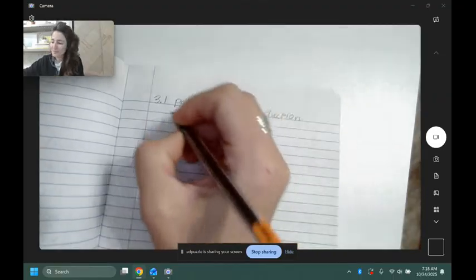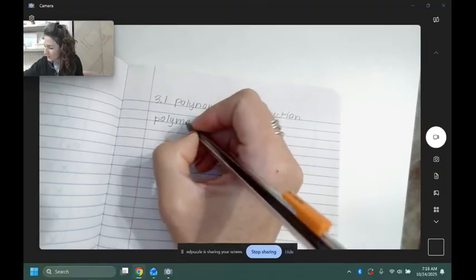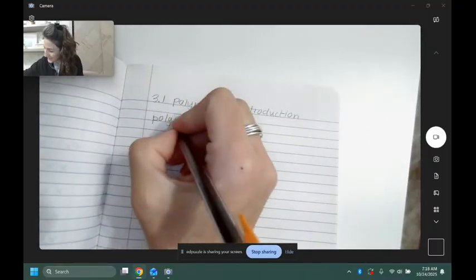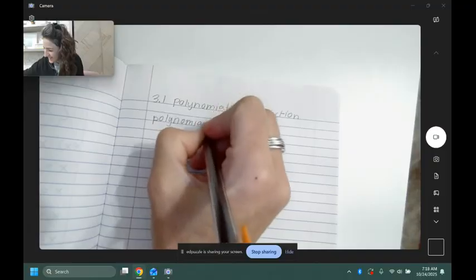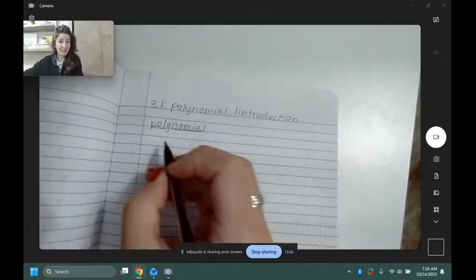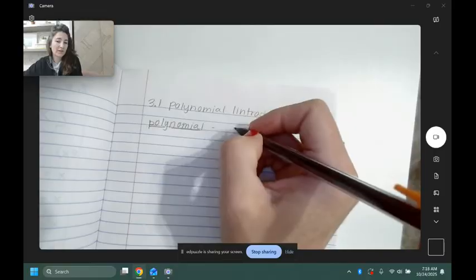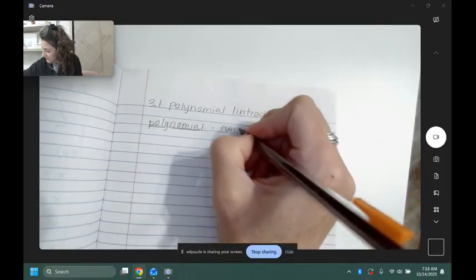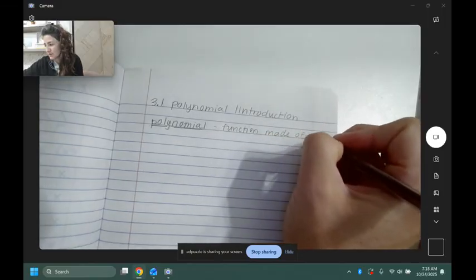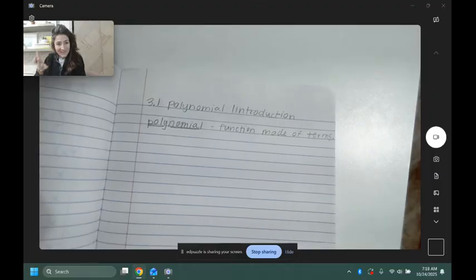Introduction. So a polynomial, poly meaning many. A polynomial, many nomial, can mean many numbers or many terms. So a polynomial is a function made of terms. Technically, monomial pieces added together.